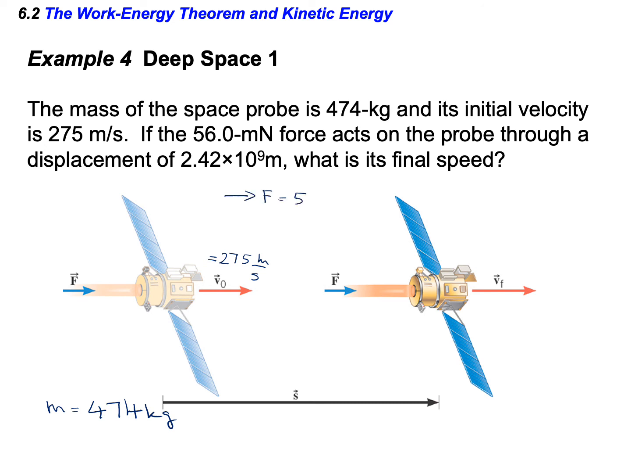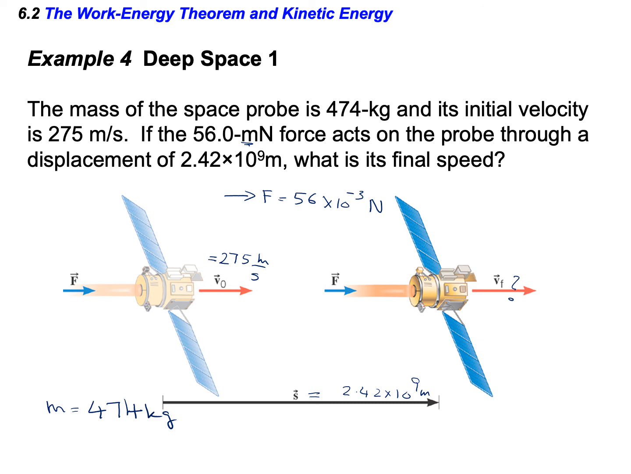So force is 56 milli, and milli means 10 to the negative 3 Newton. Make sure when you work on problems, you work with SI units. Newton is the SI unit of force, so you have to convert milli to Newton by multiplying by 10 to the negative 3. And the displacement s is given, which is equal to 2.42 times 10 to the 9 meters. The question is, what is the final velocity v final?